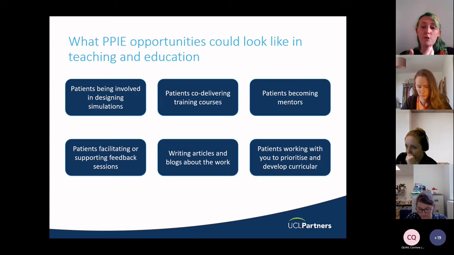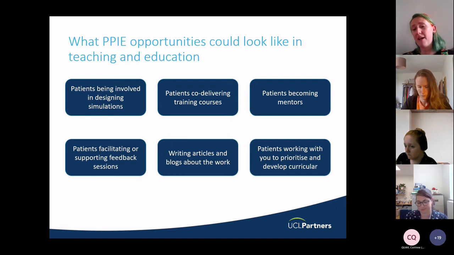So it could be that you want patients to be involved in designing simulations and working with you on that. You could have patients co-delivering training courses. I definitely have patients co-delivering some of my training, which is great. It brings a completely different dynamic to the situation. And it's really valuable, because I learn a lot from having patients as co-deliverers. And I think a lot of my trainees do as well.